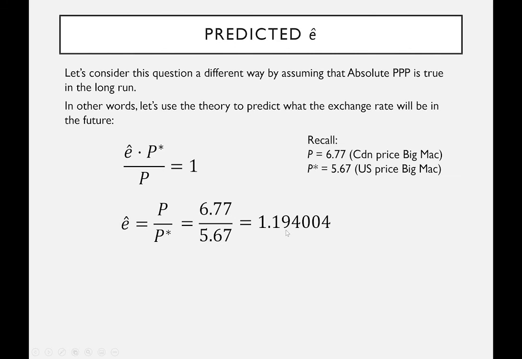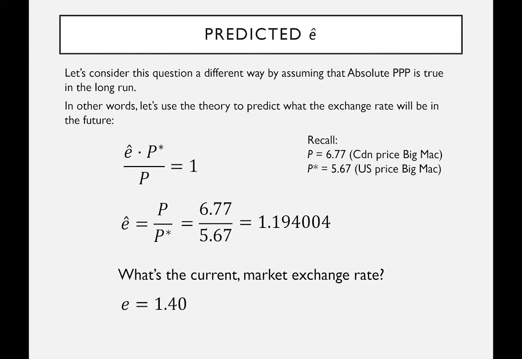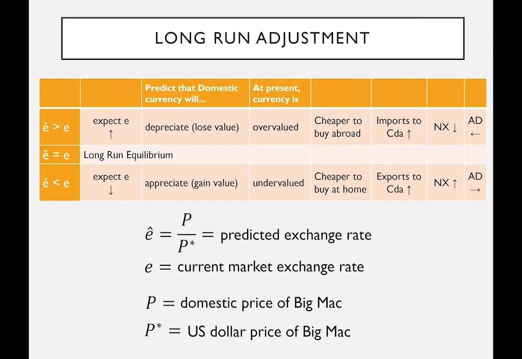Well, what's the current market rate? Well, the current market exchange rate, you look it up on Google if you want to, it's 1.40, which means that the current market exchange rate is greater than the predicted exchange rate. So now we can start thinking. It's like me saying at present it's 1.4. It costs $1.40 Canadian to purchase $1 US. I'm thinking that in the future it will only cost about $1.20, which means to say I think the Canadian dollar is going to gain value.